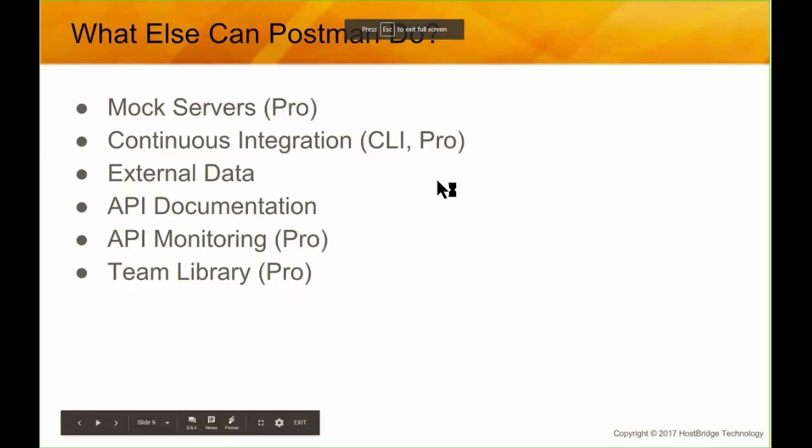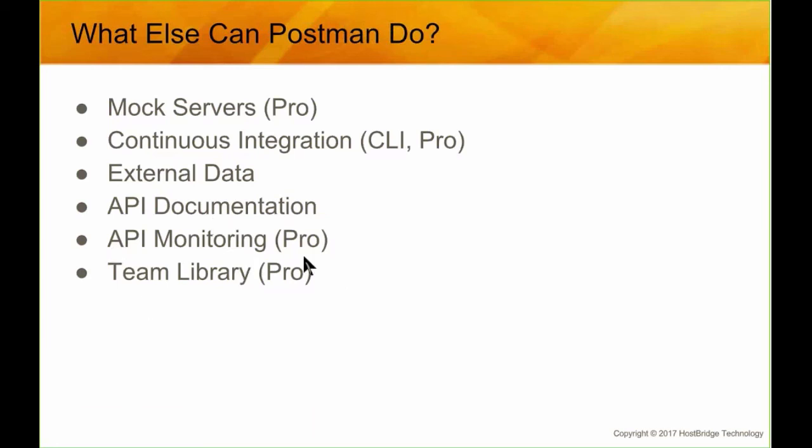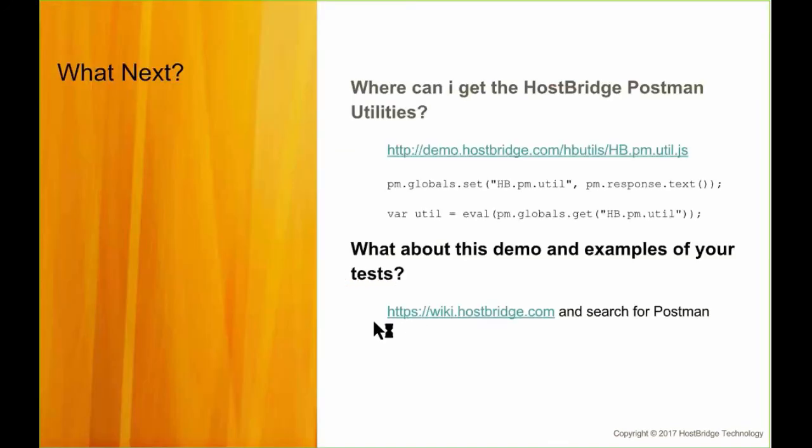So Postman allows you to do a lot of things. External data, the API documentation I mentioned, the API monitoring I mentioned, the team library is nice, but again, most of these things require you pushing your data out to the cloud. API monitoring, team library, and mock servers do. And so that might not be something you want everybody to do. You might not want to have that data out in the cloud.